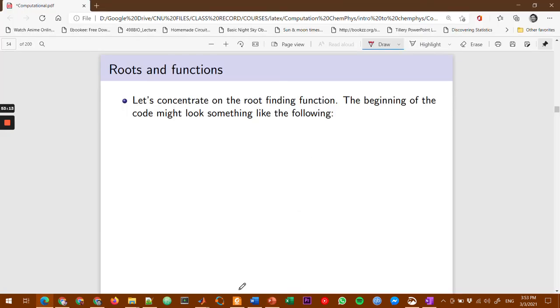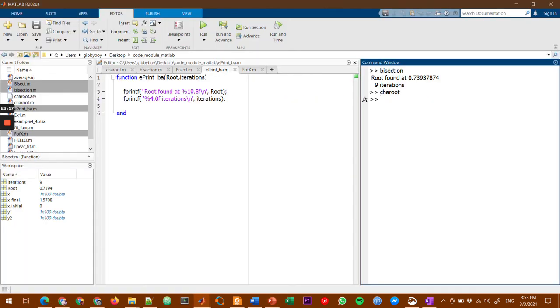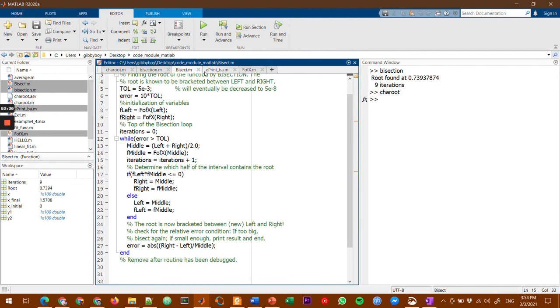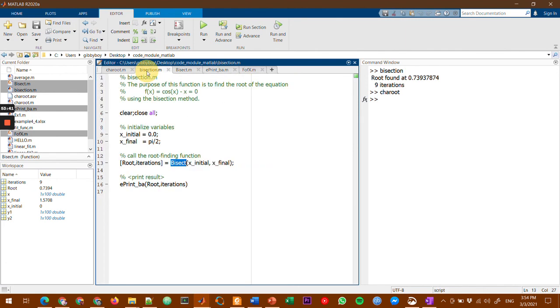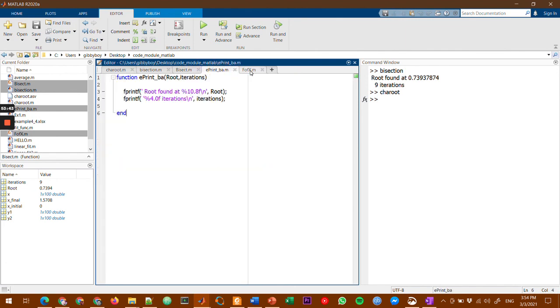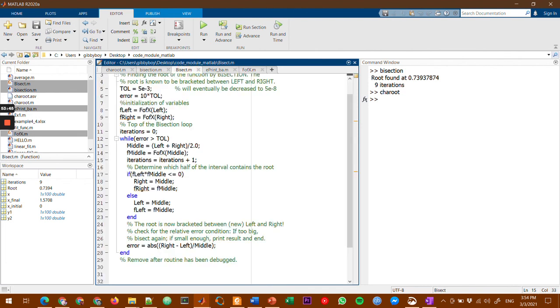So that's it for the bisection method. You can explore this one and use another function that you want to solve, and then find the root of that particular equation using this bisection algorithm or method. I will be uploading these files for bisection, and you can download them from Google Classroom. Okay, so that's it for this part.